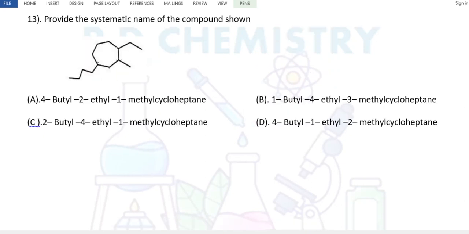Question number 13. Provide the systematic name of the following compound. So this is a cyclic compound and there are some substituents. Okay. Now we have to number the carbon atom in the cyclic ring so that substituents should get the lower number. Correct. When you add the numbers, they should have the lower numbers. If I start from here, I'll get 1, 2, 3, 4. 1, 3, 4 number. You can add, or I can start from 1, 2, 3, 4.